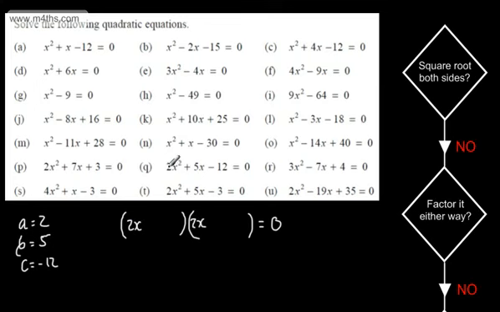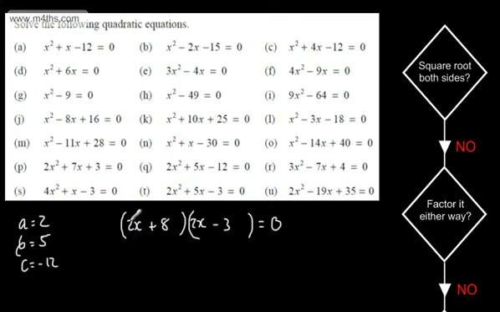We're now going to multiply a by c. 2 times minus 12 is minus 24. We're looking for two numbers that give minus 24 when multiplied and add to give positive 5. So we want two numbers that multiply to give minus 24 and add to give 5. That's going to be plus 8 and minus 3. I'm going to put these in, plus 8 and minus 3.